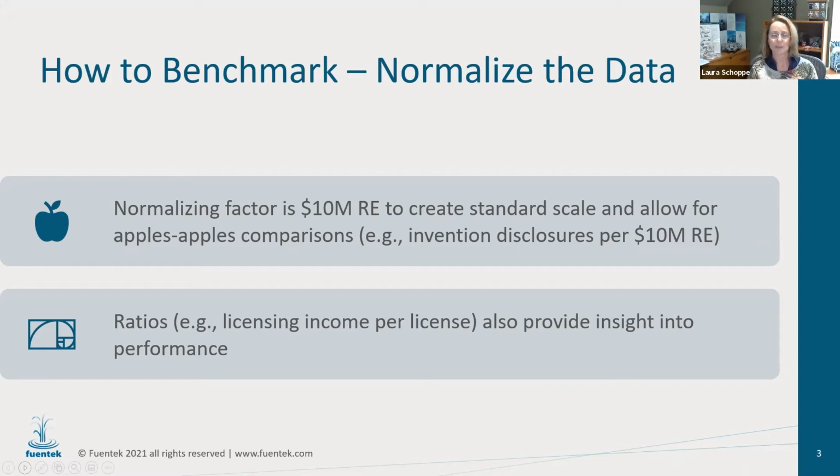And so one of the normalization factors that is pretty typically used is $10 million in research expenditures. And so, for example, like invention disclosures per 10 million in RE, the average these days has been 3.5 to 4 invention disclosures per 10 million. It used to be 2 million. So we are getting more productive as tech transfer offices, as well as universities, in converting research dollars into inventions, and then hopefully also into productive licenses.